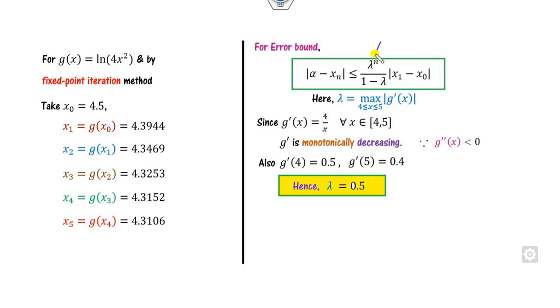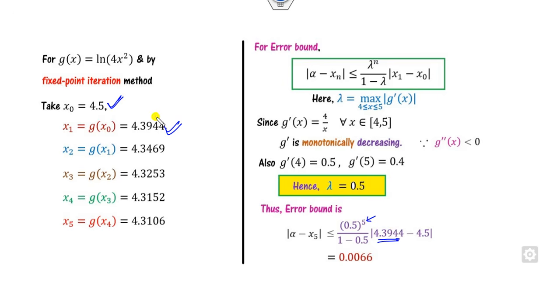I can substitute this value here. This is the 0.5, x1. This is my x1, x0 is my here. N, how many steps you have taken, is 5. So n is my 5. x1 is my this, x0 is my this. After the calculation you will get the error bound after the 5 iterations is my here.